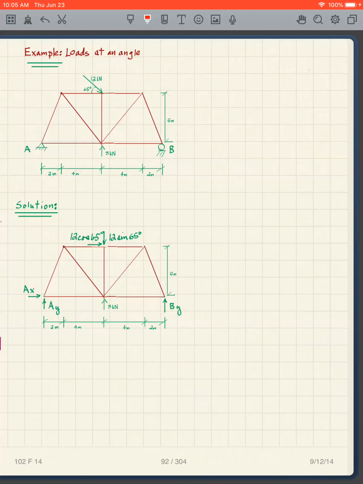All right, we want to do just a little example for loads at an angle on our truss. Very straightforward because we've covered this already. We have a 12 kilonewton load at a 65-degree angle to the x-axis, so this is downward to the right. So we have components downward to the right, and the vertical one is going to be 12 sine 65, the horizontal one is 12 cosine 65.